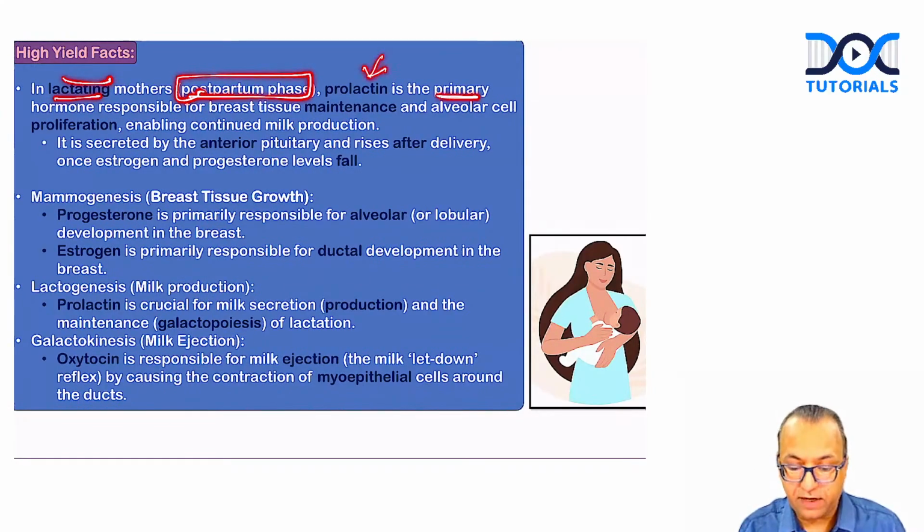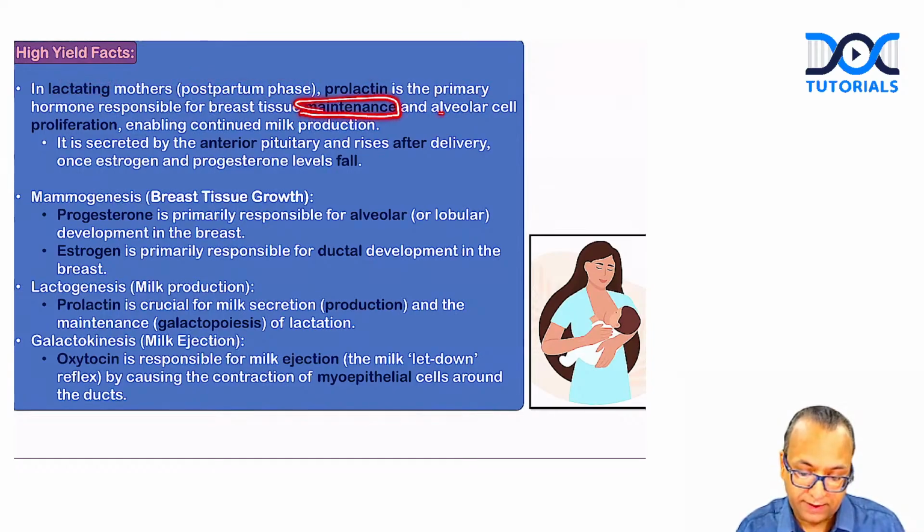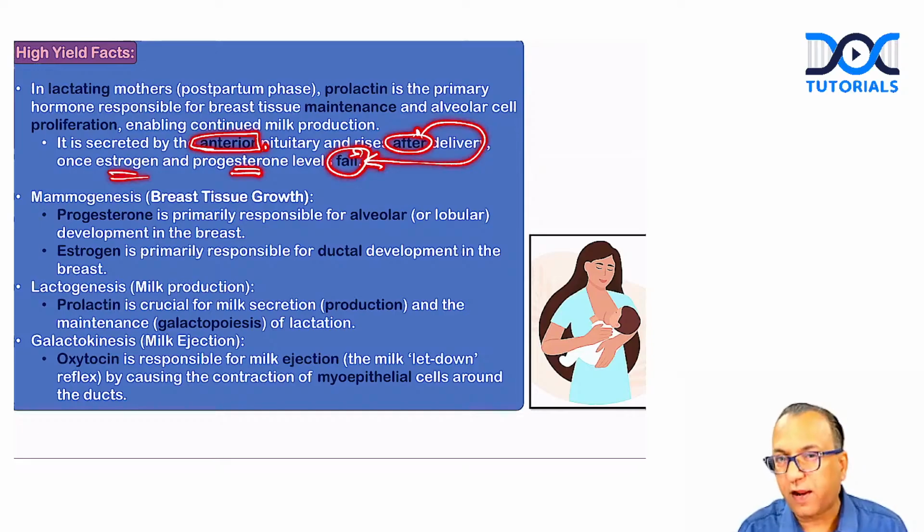Prolactin is the primary hormone, maybe for the maintenance or alveolar cell proliferation. It will work for continued milk production, because we know that it is secreted by the anterior pituitary after delivery and before delivery also. After delivery, the levels of estrogen and progesterone will fall. That is why prolactin will take the primary role.